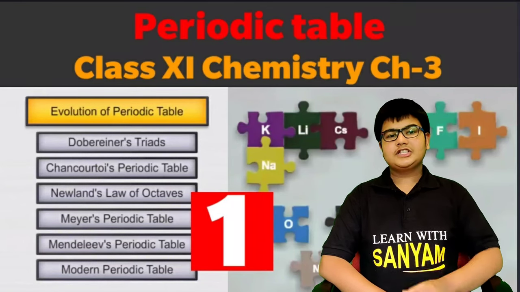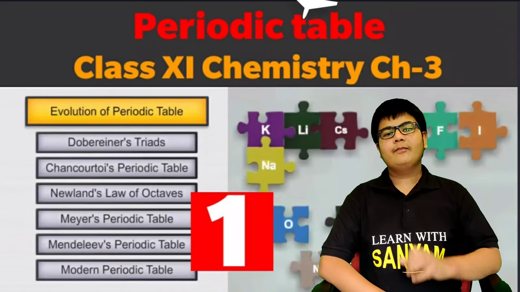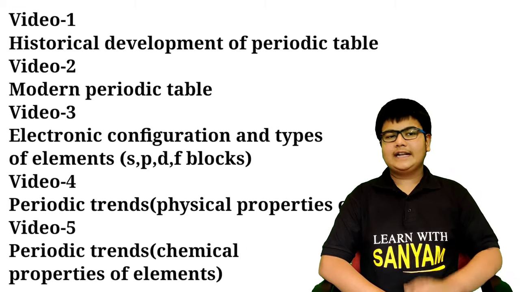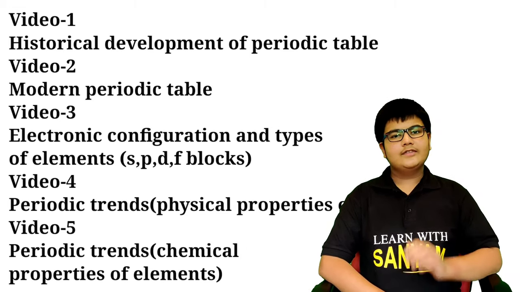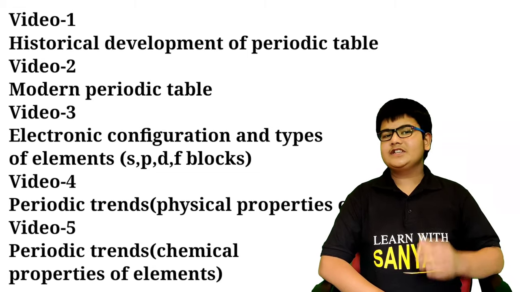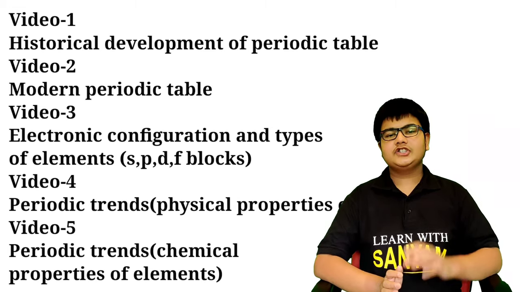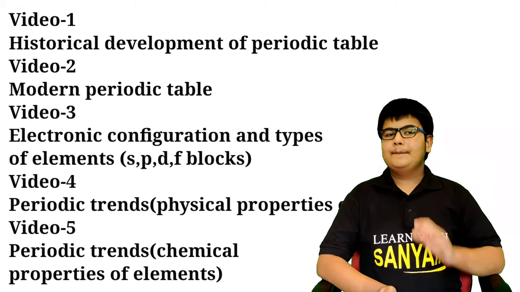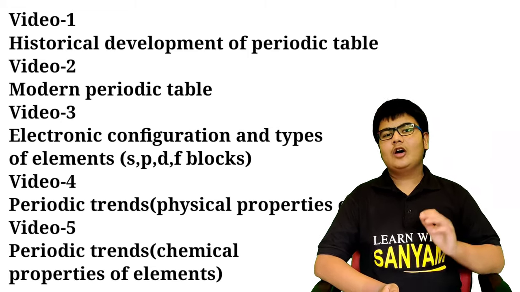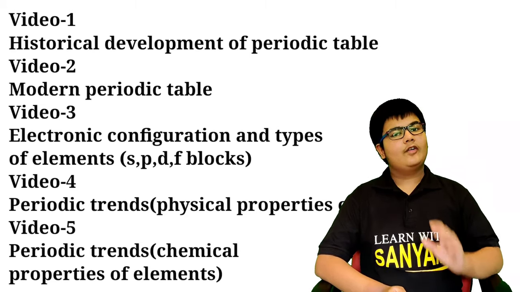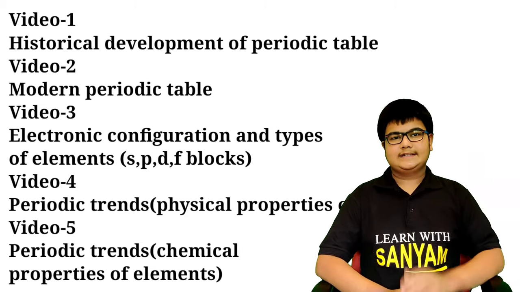In this lecture we shall discuss historical development of periodic table. In the second lecture we shall discuss modern periodic table. In the third lecture, we shall discuss electronic configuration and types of elements, in which we shall discuss how the elements are arranged in S, P, D and F blocks of the table. Fourth, periodic trends in physical properties of elements. And finally, in the fifth lecture, we shall discuss periodic trends in chemical properties of the elements. So welcome to the series.